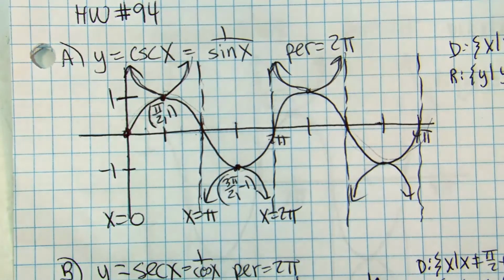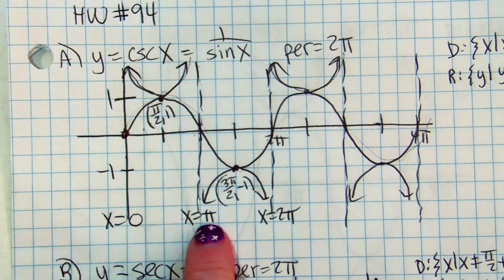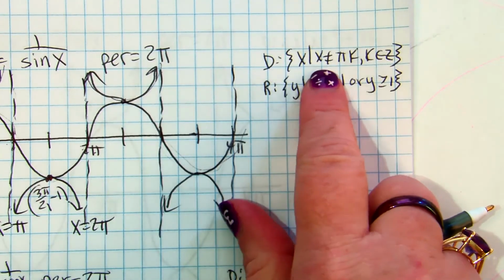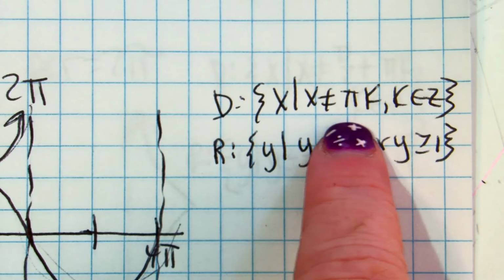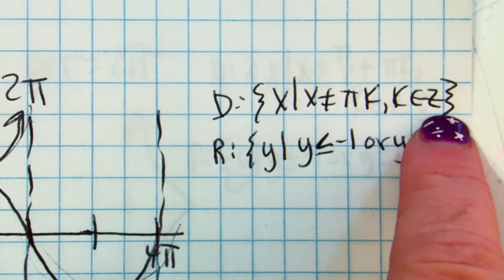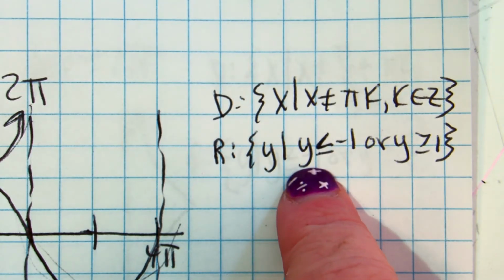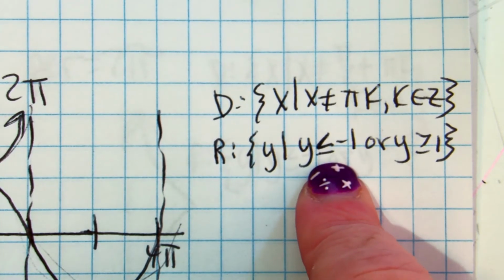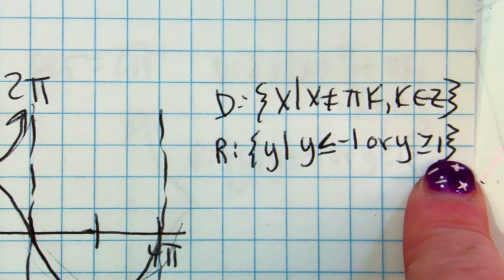And when we're trying to find the domain, that's the hardest part. But with cosecant, it's not too bad because it starts with 0 and then pi and 2 pi. It's all the pi's. So the domain is x such that x is not equal to pi k, where k is an element of Z, the integers. So all the pi's. And then the range is y such that y is less than or equal to negative 1, because it's all the ones below negative 1, or y is greater than or equal to 1. That only changes if the amplitude changes.